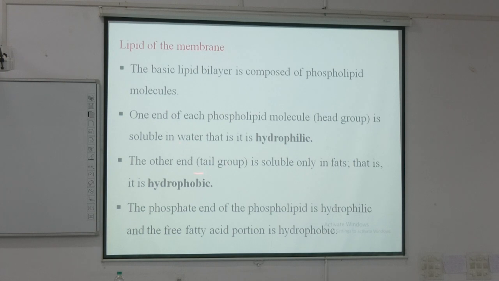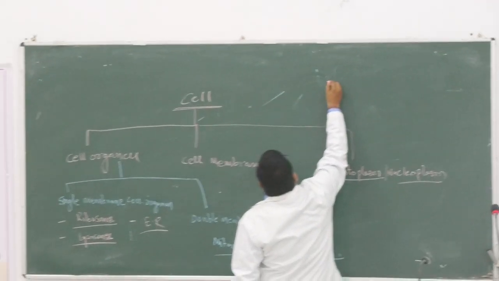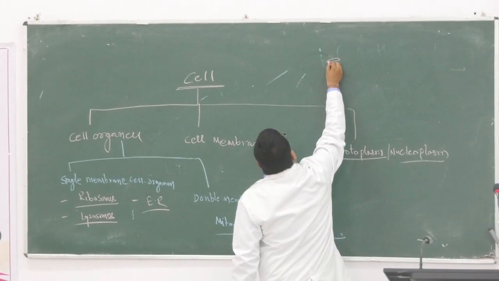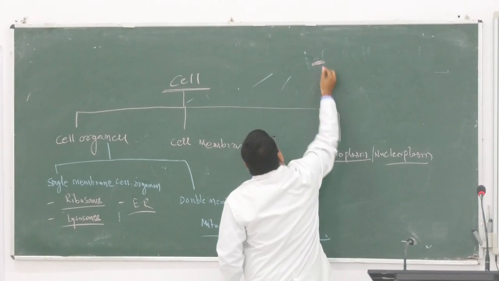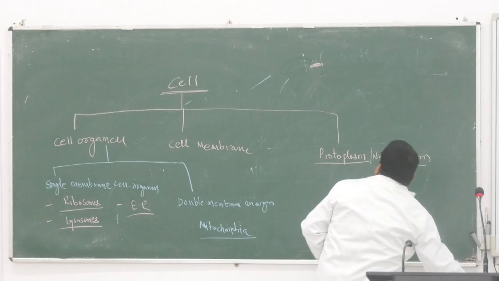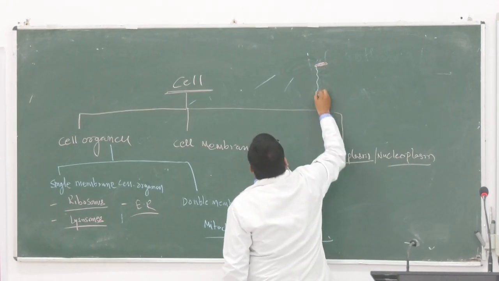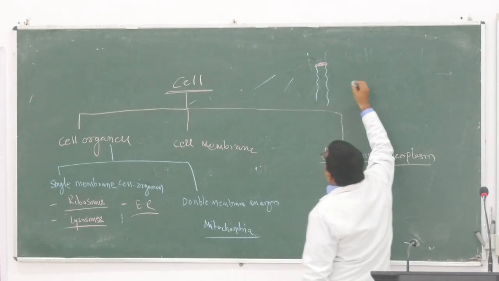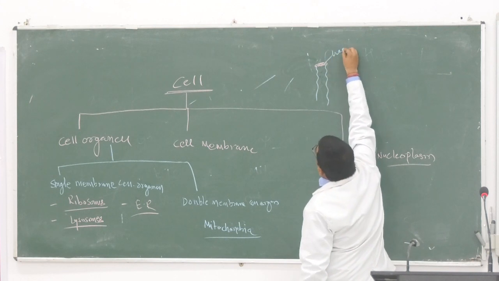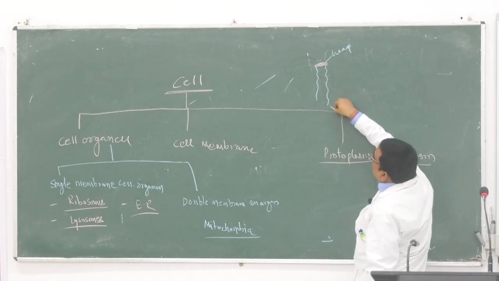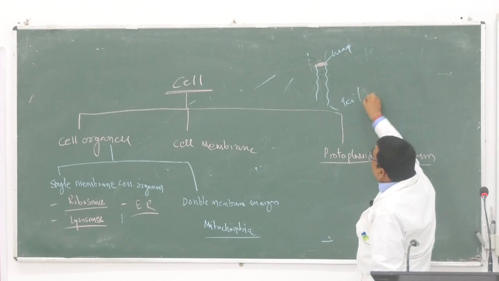This is called the tail group. What is the meaning of head group and tail group? In the cell membrane, these kinds of lipids are present. This is the head. This is the phosphoric acid which is attached with the lipid bilayer. Okay, so this is called the head group and this is called the tail group.